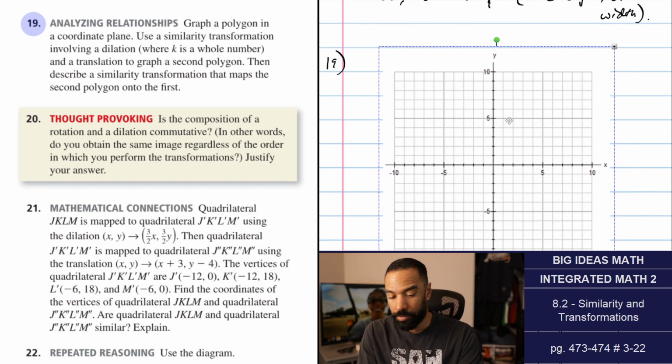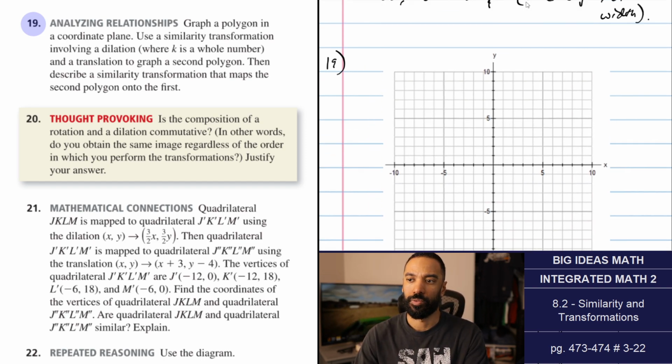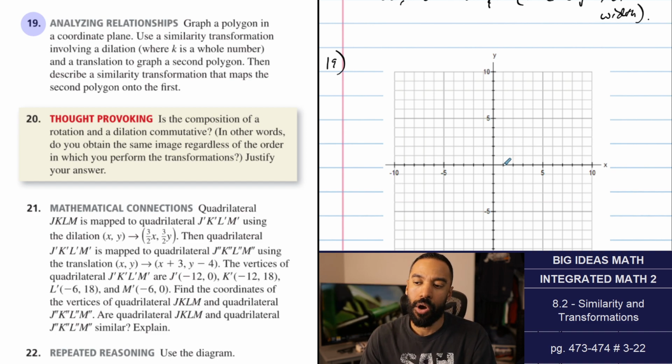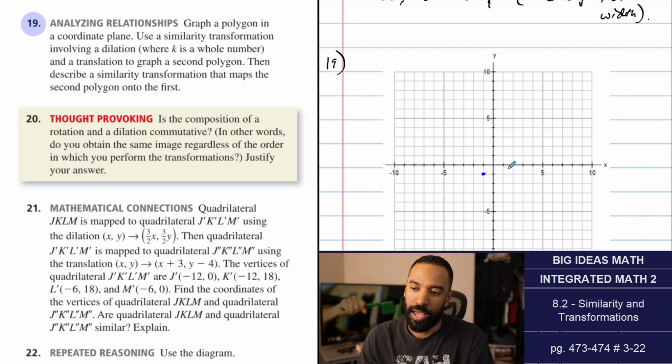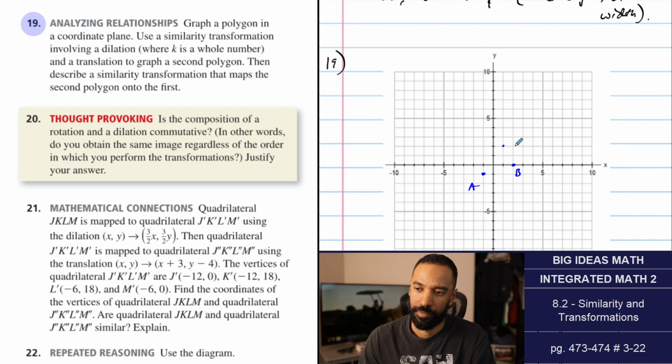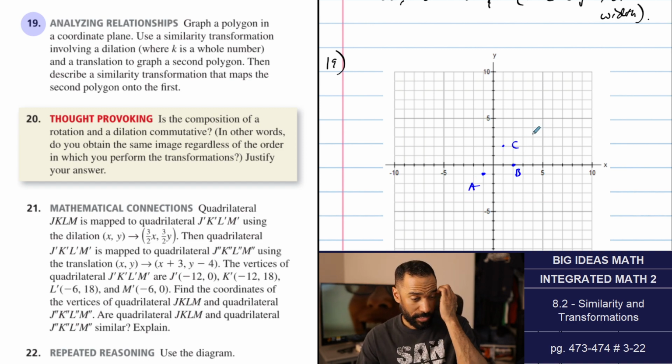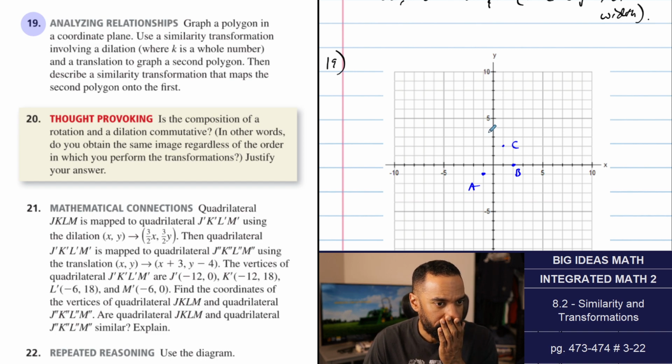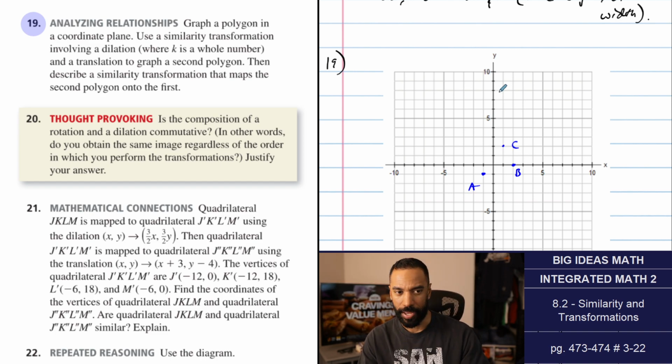I'm going to do a triangle. Keep it basic. Let's go A, B, C. Let's dilate it. Wait, use this on a translation value. Dilation and a translation.